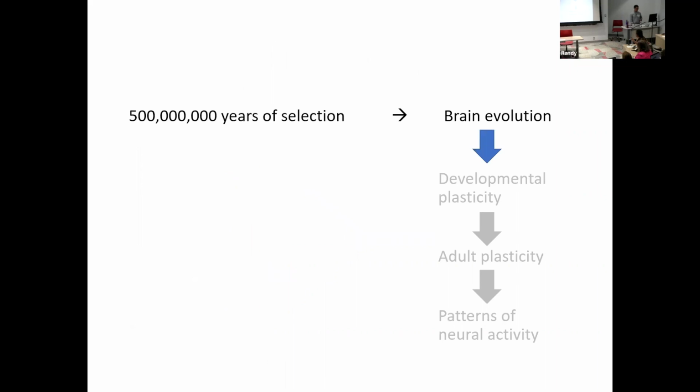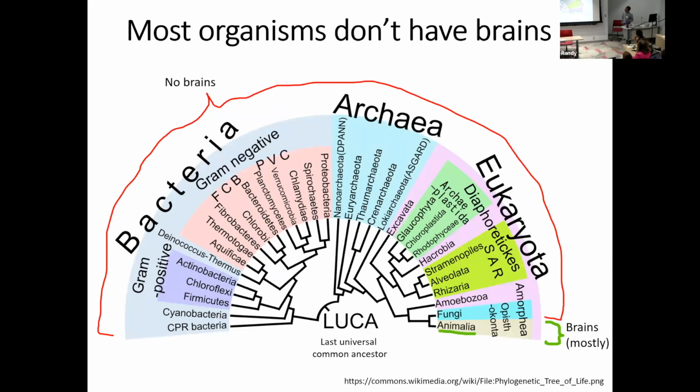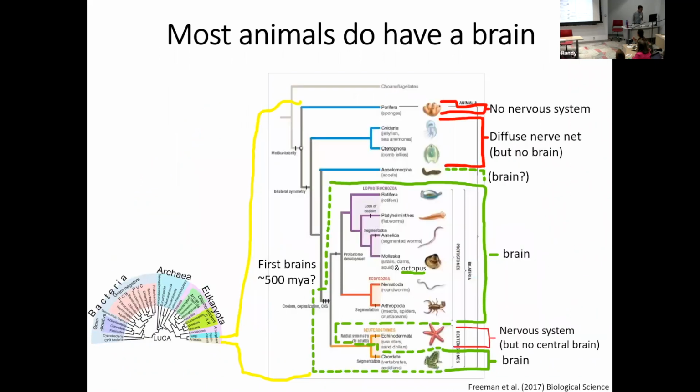So let's start with brain evolution. For some perspective, this is a tree of life showing that most of life gets along just fine without a brain, and that we animals are the exception. We do have brains, all these others do not. Zooming in on animals, most animals do have brains, with some exceptions. Animal brains have been evolving for about 500 million years. There's a tremendous variability in these brains. Many of us here are focused on vertebrates. My research has been specifically on mammals.